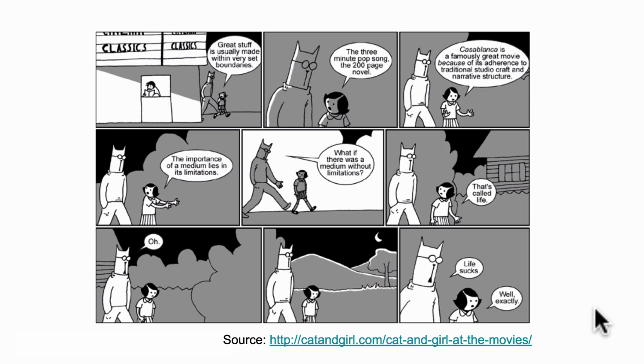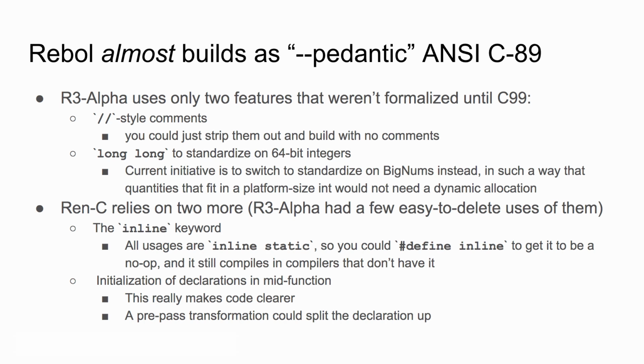So I've already in another demo kind of gone over one of the real key points of R3 Alpha's implementation that has been taken on and continued in Ren-C, which is that it really is more or less ANSI C89 with a few exceptions. And this was true in R3 Alpha as well. Carl would sometimes use the // style comments. And even though many C compilers have supported those between 1989 and 1999, technically speaking, they're not in the standard. But if you wanted to, you could build it just by stripping all the comments out, and you'll be able to build it. So it's not that big a deal.